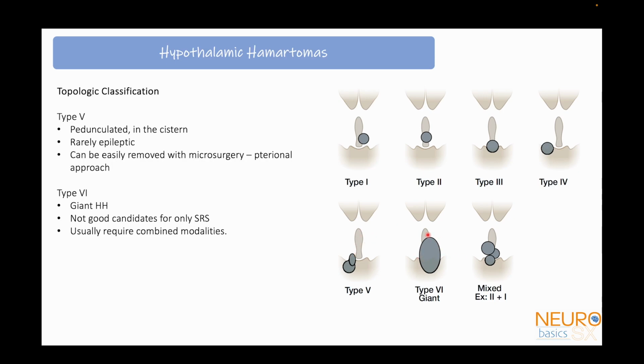Type 6 are giant hypothalamic hamartomas, and because they involve so many different structures, they're not good candidates for either SRS or open surgery, and they usually require some combined modalities where you would go in and resect as much as possible, followed by radiosurgery to whatever is left.